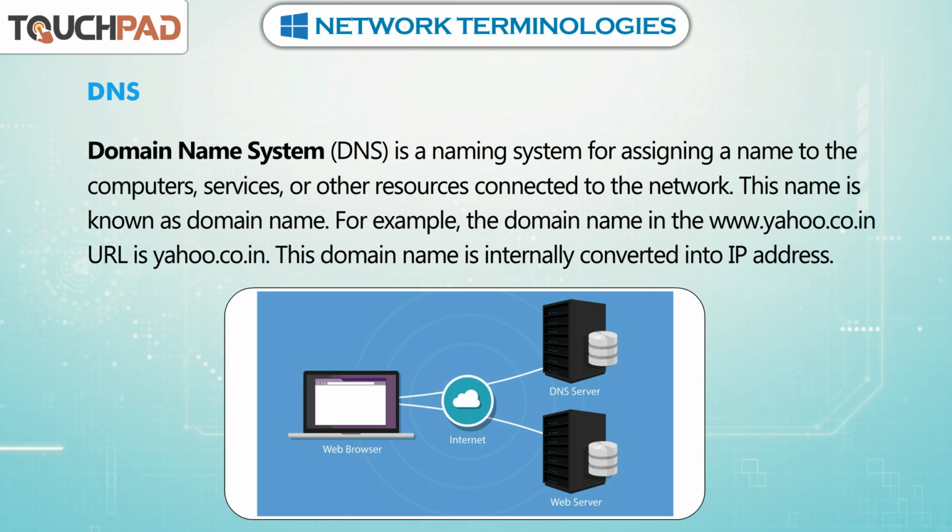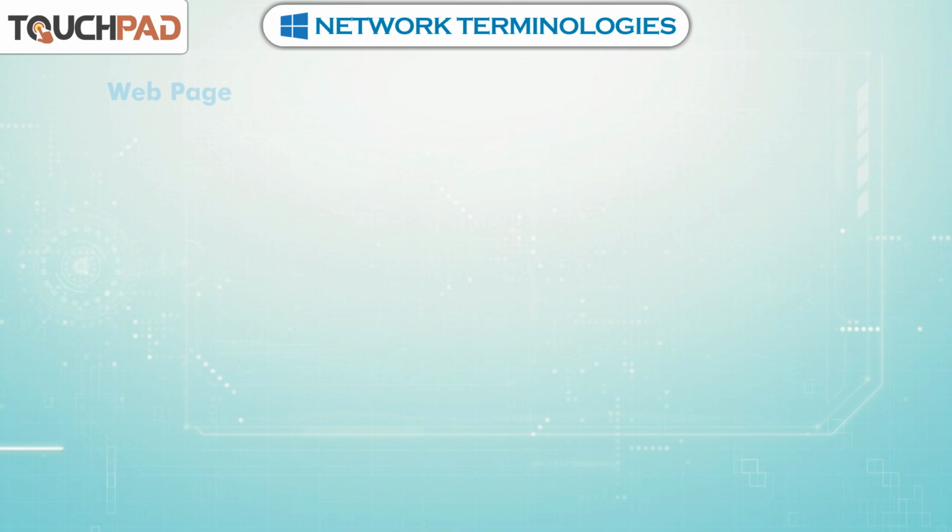DNS. Domain Name System. DNS is a naming system for addressing a name to the computers, services, or other resources connected to the network. This name is known as domain name. For example, the domain name in the www.yahoo.co.in URL is yahoo.co.in. The domain name is internally converted into IP address.